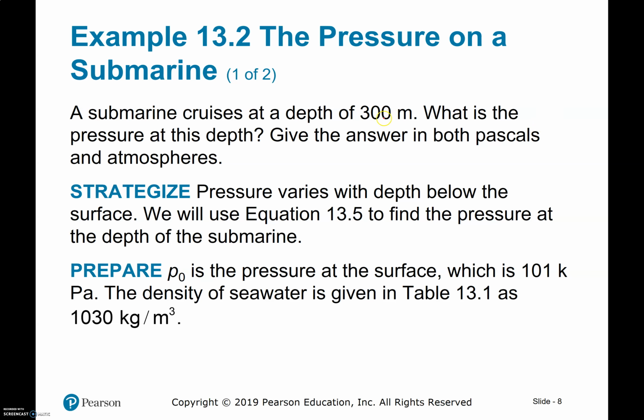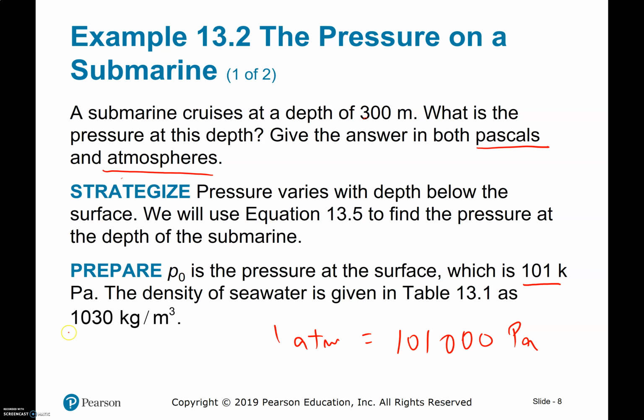Imagine a submarine, and it is at 300 meters. What is the pressure at that depth? You're asked to give the answer in Pascals and also in atms. So let's just look at this. The conversion that we're going to use is that 1 atm is equal to 101,000 Pascals. So that's a lot of Pascals, but that's because a Pascal is a very tiny unit.